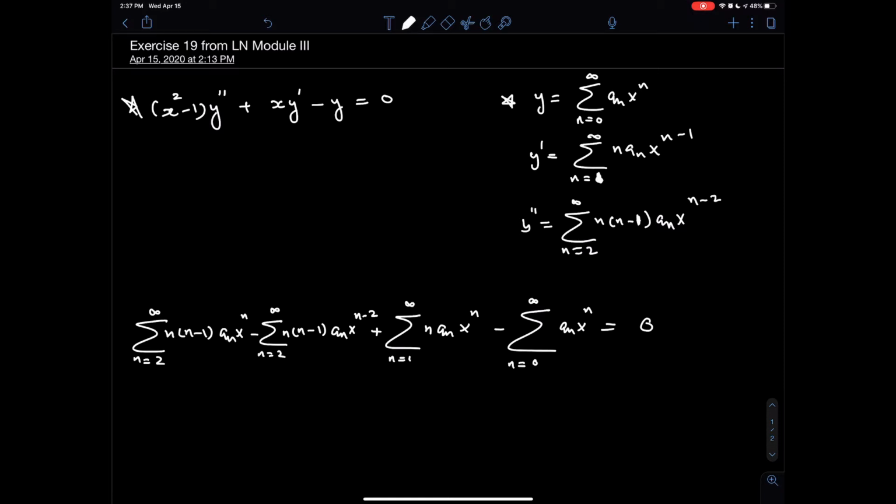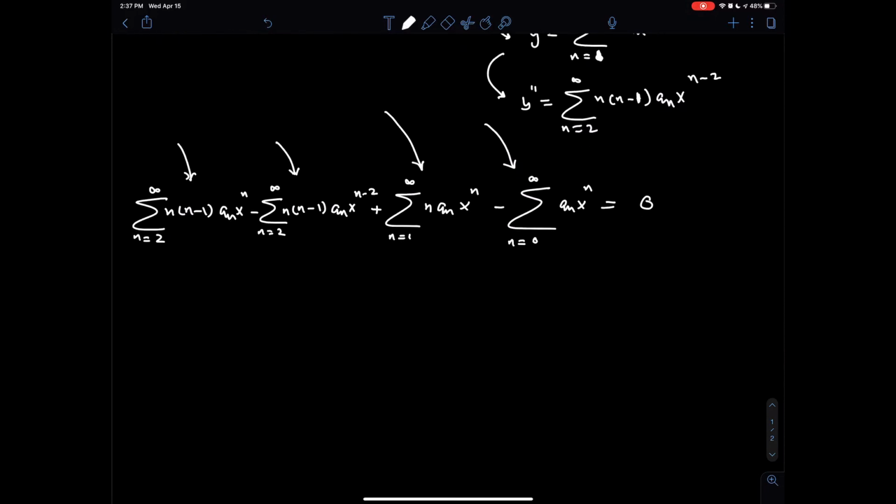as my initial guess. I find the first derivative. I find the second derivative. These are pretty standard operations at this point. Then I will multiply my second derivative with x squared, which gives me that one, and then minus 1 times y double prime, which gives me that one, plus x y prime, which I multiply x to y prime, that gives me that one, and then minus y itself, which is that one.